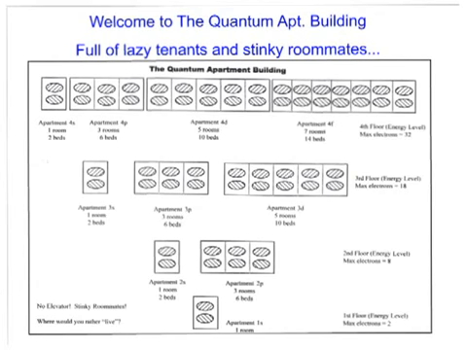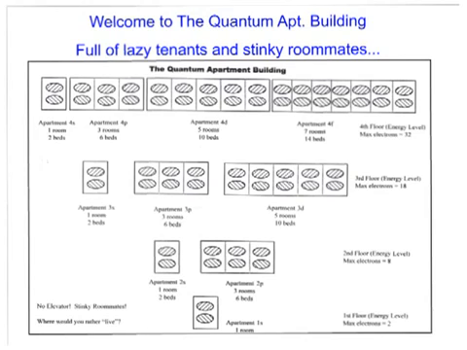Welcome to the Quantum Apartment Building, and just as the title says, it's full of lazy tenants and stinky roommates. So if you would like to pause for just a minute, you will need to obtain about 35 to 40 pieces to do this activity. They could be beans, you could use pieces of rice, you could cut up little pieces of colored paper, anything that could represent your tenants. So you can pause this and run and get something to play the activity with.